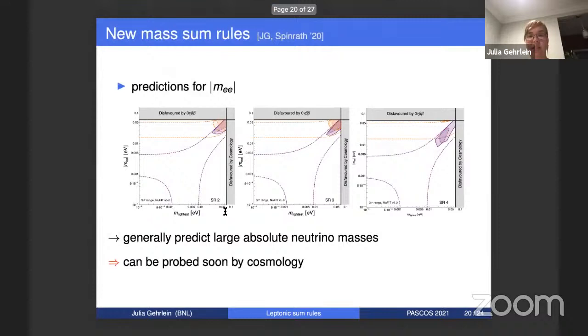Looking at the other models we surveyed, we find that generally modular symmetries which have mass sum rules predict large absolute neutrino masses. And these can be probed soon by cosmology.